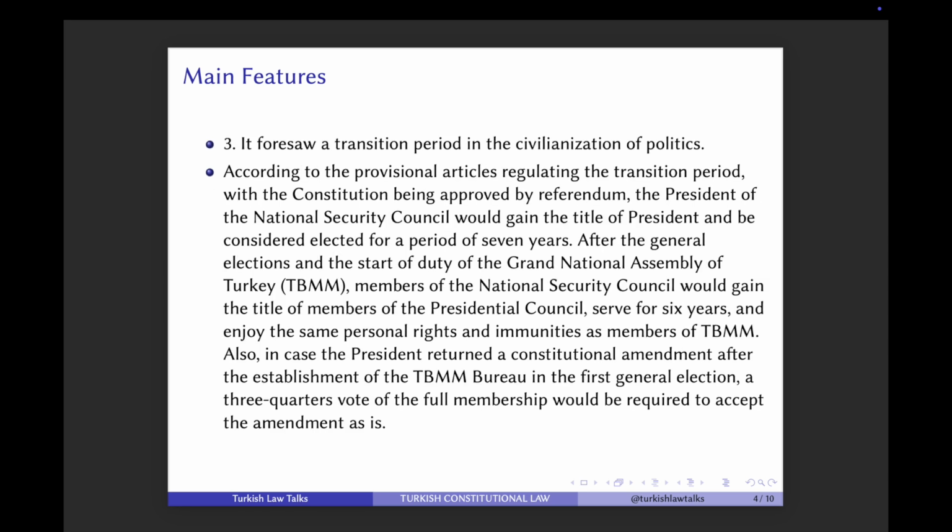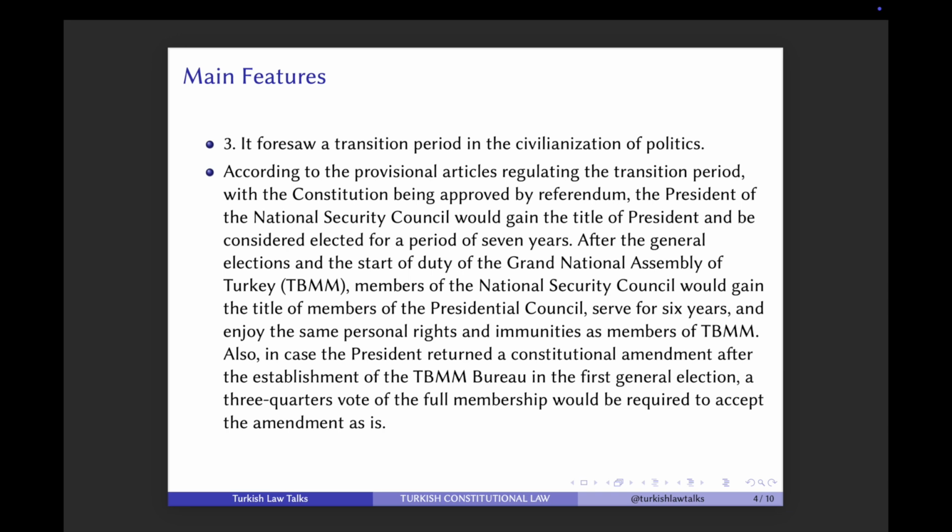Okay, so the next point is about a transition period in civilianization of politics. Sounds very specific to the time it was written. Absolutely. This is tied directly to the context of the military intervention that preceded the Constitution. The provisional articles laid out a very clear path back to civilian rule. How did that work in practice? What did those articles actually do?